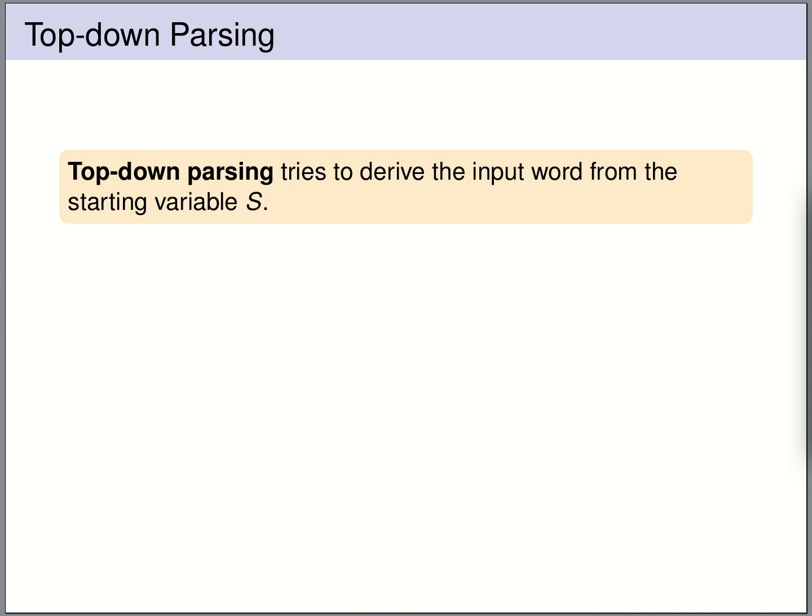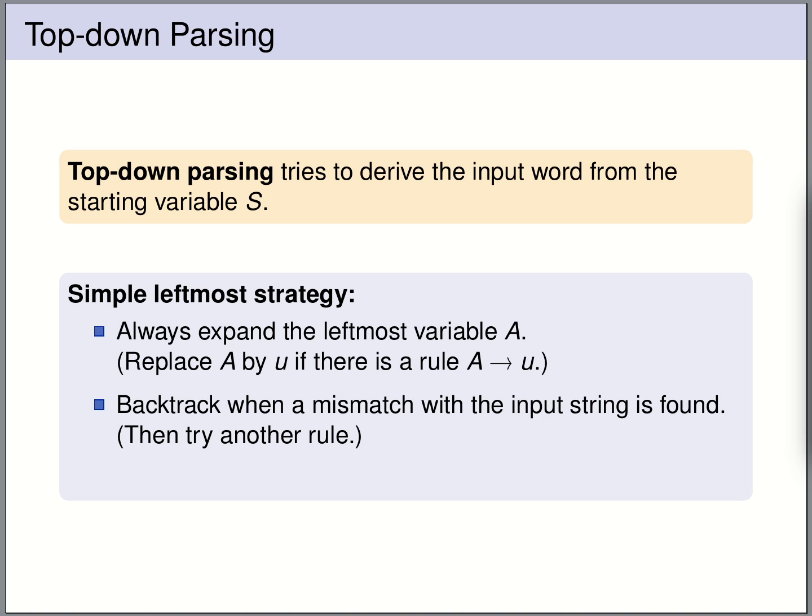We are now looking at top-down parsing algorithms. That means we are starting from the starting variable and we try to derive the input word. The simplest possible strategy would be the following. We look at our derivation and we always expand the leftmost variable. So if our leftmost variable is A and we have a production rule A rewrites to u, then we replace our leftmost variable by u.